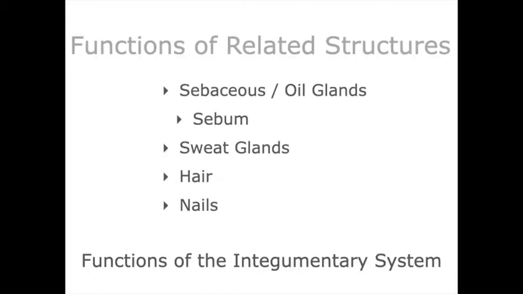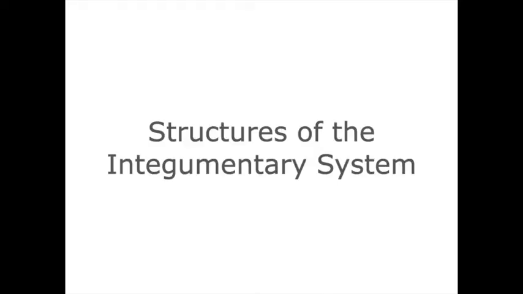Sebaceous glands, also known as oil glands, secrete sebum, oil, which lubricates the skin and discourages the growth of bacteria on the skin. Sweat glands help regulate body temperature and water content by secreting sweat. Also, a small amount of metabolic waste is secreted through the sweat glands. Hair helps control the loss of body heat, and nails protect the dorsal surface of the last bone of each toe and finger.